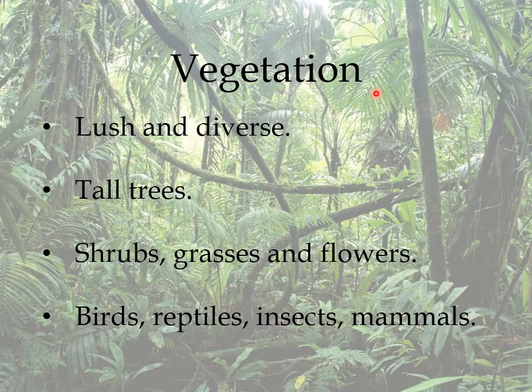So it's lush and diverse vegetation with very tall trees as the first level, shrubs and grasses and flowers on the floor level. It has some of the highest biodiversity in the world, but they do not have very big animals because there's such a great competition for resources in this environment that they need to be smaller. They are birds, reptiles, insects, and some small mammals such as the monkeys.